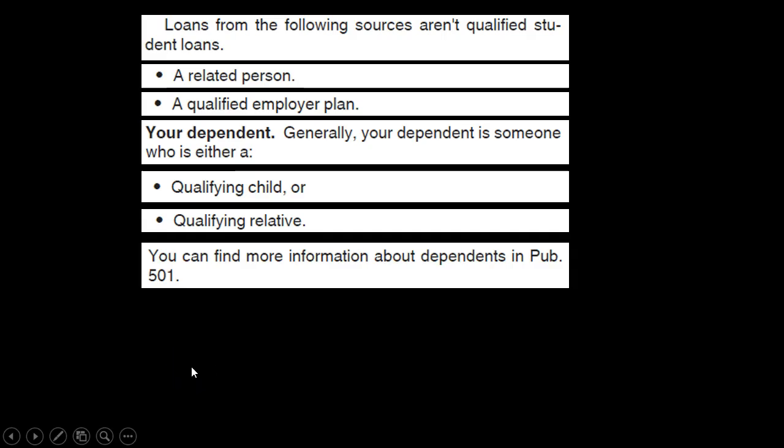You can find more information about dependents in Publication 501. So if you've got more questions about what a dependent is or who qualifies as a dependent, you go to the irs.gov website and look for Publication 501. For this purpose, the term dependent also includes any person you could have claimed as a dependent on your tax return except that. So note here, we have the dependent rule, and then we have an exception that is specific to this circumstance. Let's read it one more time.